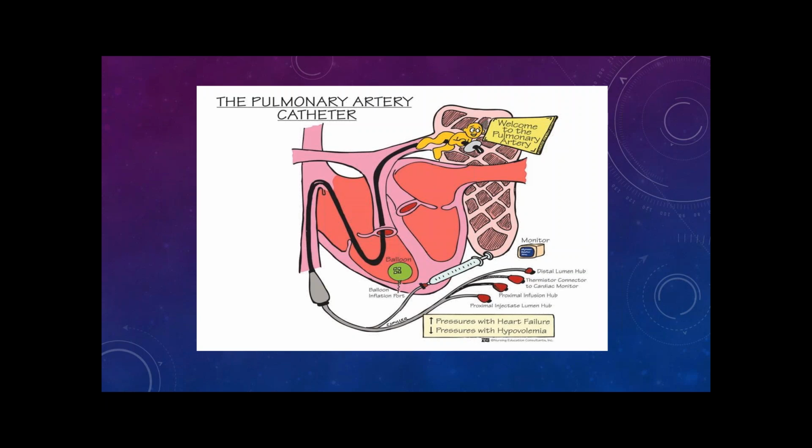Now please remember that you will have increased heart chamber pressures when you have heart failure. So the blood gets trapped in here, making the pressures go up. If you have dehydration, hypovolemia, your pressures inside the heart will be low because there's not enough volume to circulate. So I hope that helps you.